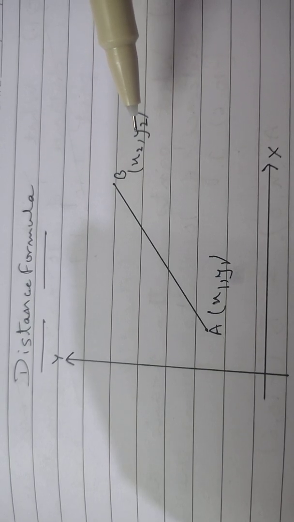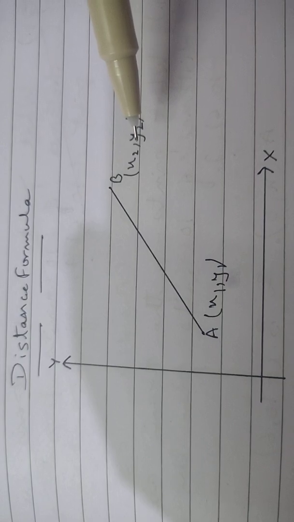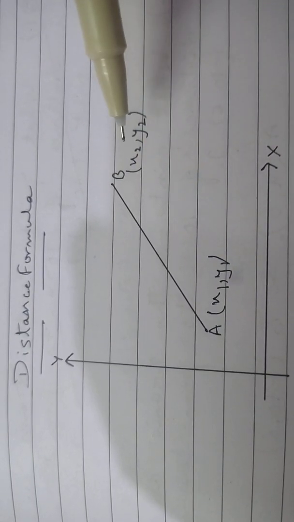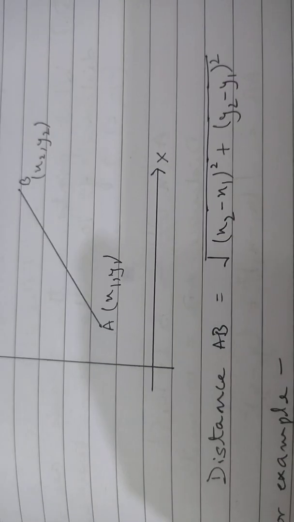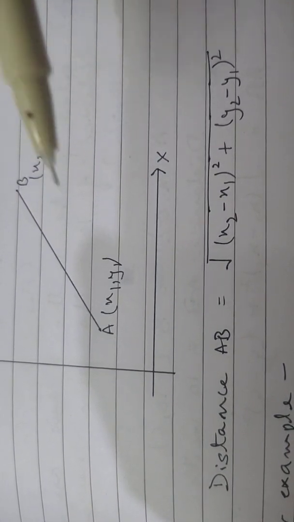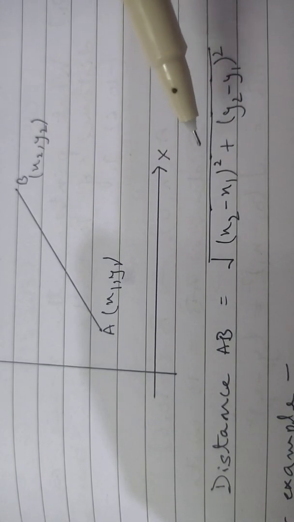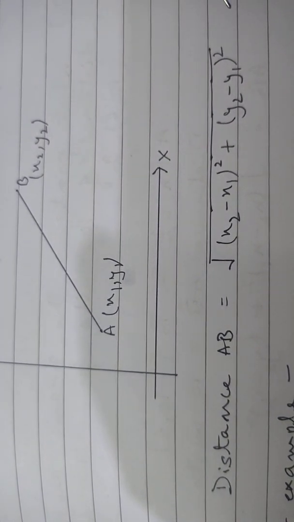And in this distance formula we are going to see how the distance can be calculated if the coordinates of the 2 points are given to us. So the formula for finding the distance between any such 2 points like A and B is: the distance AB equals under root (x2 minus x1) whole square plus (y2 minus y1) whole square.